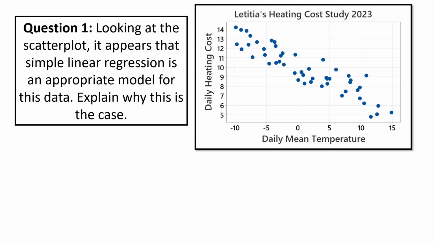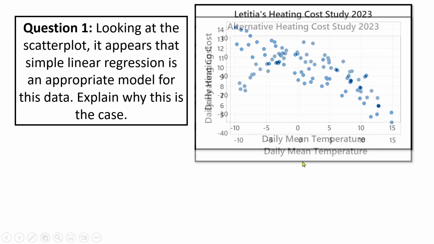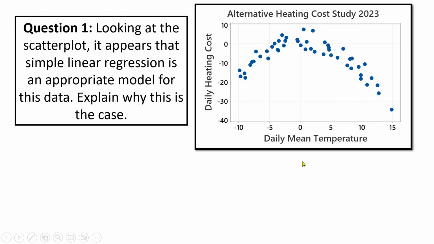So the first question is this: looking at the scatter plot, it appears that simple linear regression is an appropriate model for this data. But can you explain why this is the case? Well, this is a fairly easy question. The main idea is the data needs to look as if there is a linear relationship.